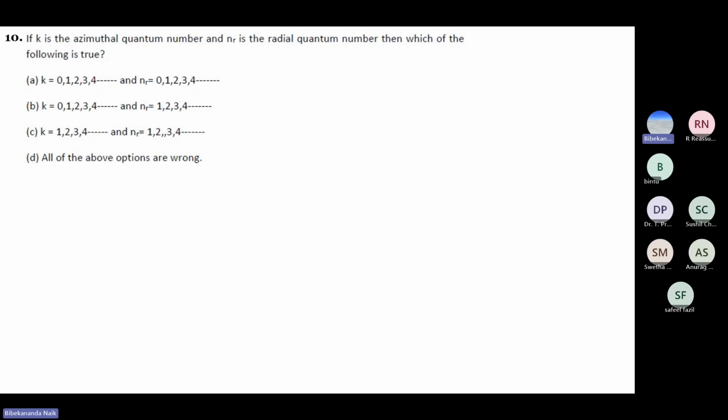Now from the beginning, we were discussing only a single quantum number, which was n. But in Sommerfeld's theory, a new quantum number was introduced, known as k, the azimuthal quantum number, and there is another, n r, the radial quantum number. According to Sommerfeld's theory, the total quantum number n is radial plus azimuthal. We know the values of n are 1, 2, 3, 4 and so on.